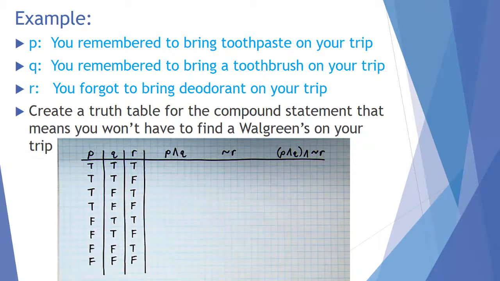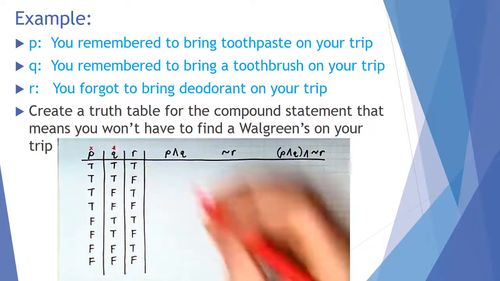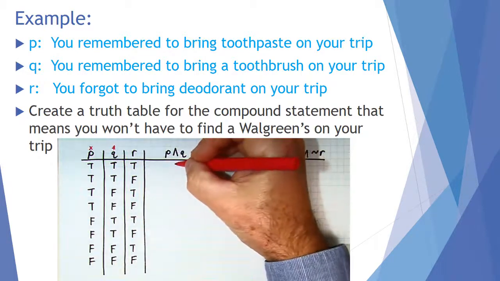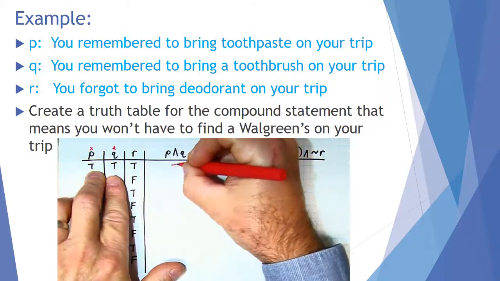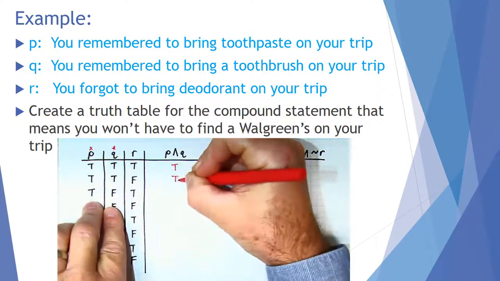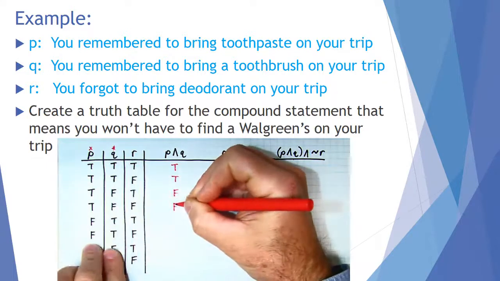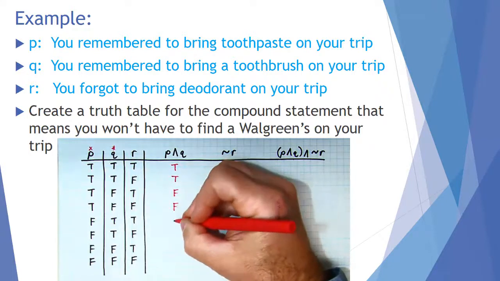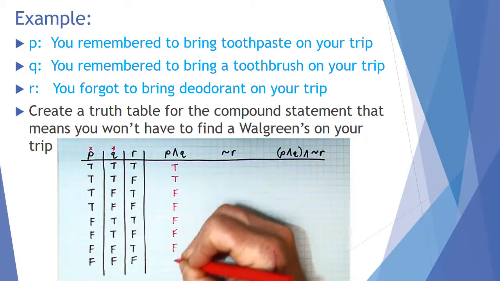Here we go. P and Q, we're looking at P and Q right back here. So P and Q both have to be true in order to yield a true result. This is a conjunction. So we're going to have a true, a false, and all the rest of these will be falses because we forgot our toothpaste for the bottom 4.